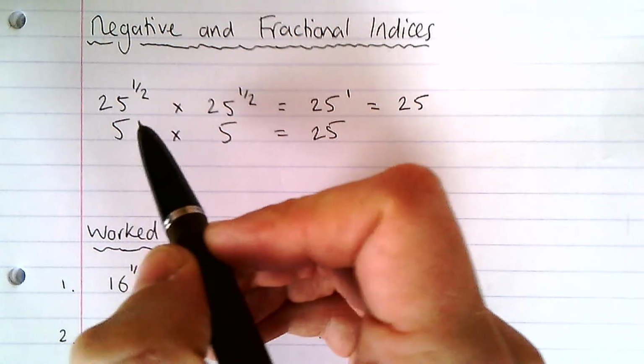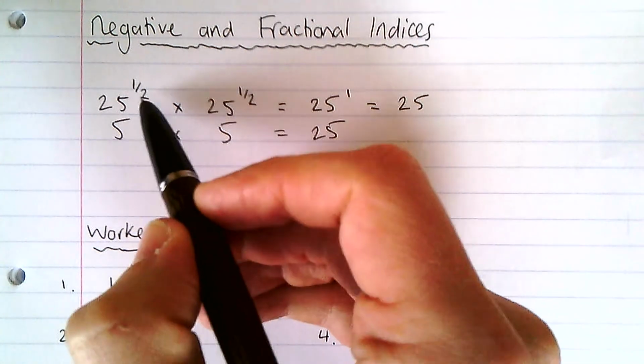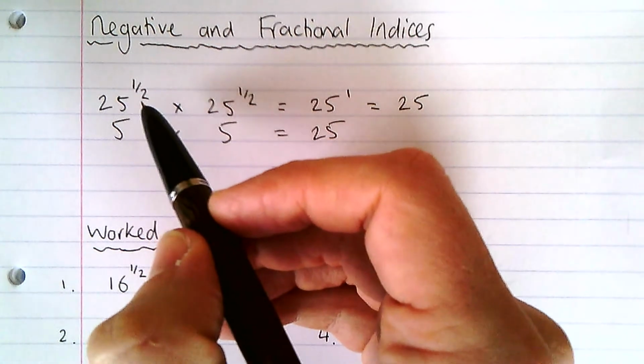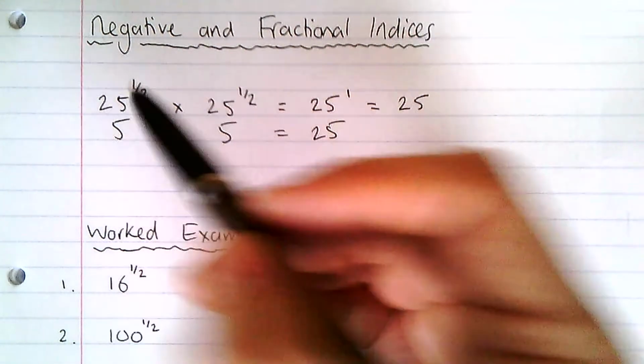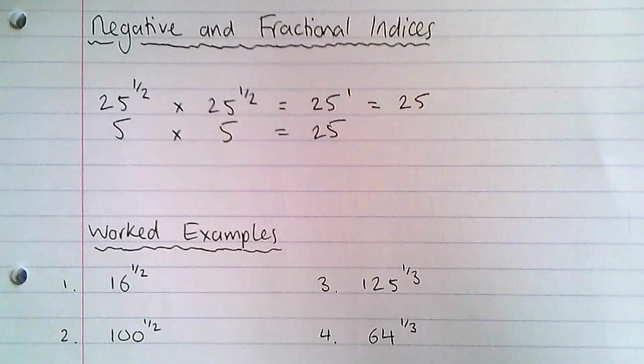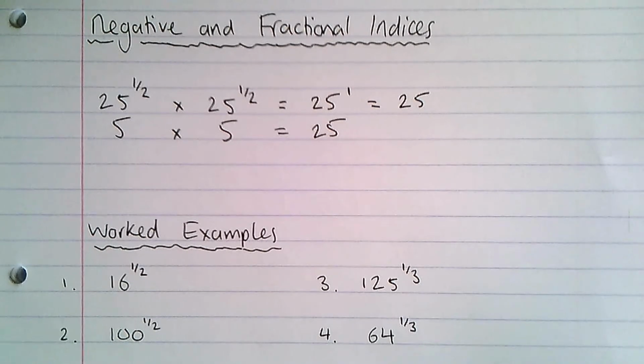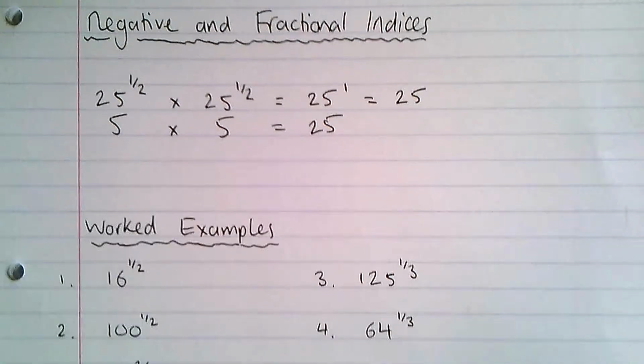And it works the same for all other sorts of roots as well. If this power was a third, it would be the cube root. If it's the power of a quarter, it would be the fourth root, and so on. So let's have a look at some examples of that so we can see how we can approach these questions with that in mind.